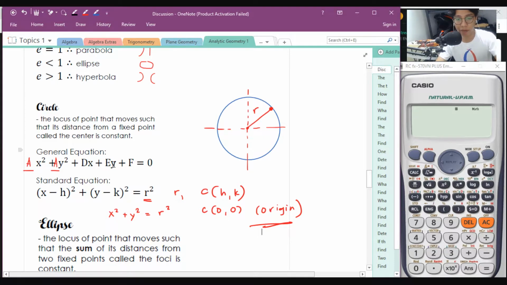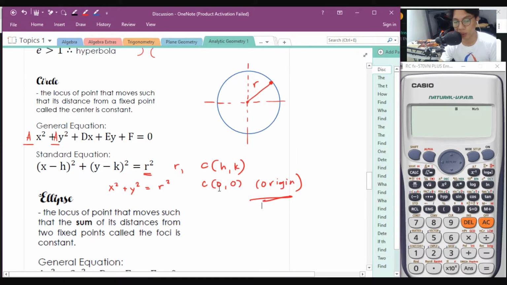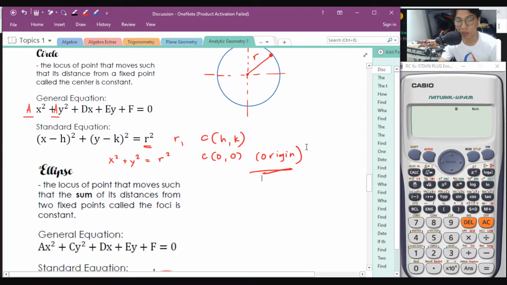Now, let's reverse. From your general equation, you can fill in the blanks and expand, squaring the roots. Then you will learn how to solve your circle or any conic to become the standard equation. And in the standard equation, it is easier to pinpoint and look up its center or origin or the radius. Okay? Now, let us go with the ellipse.